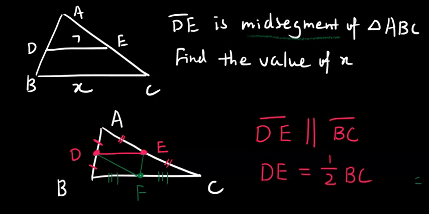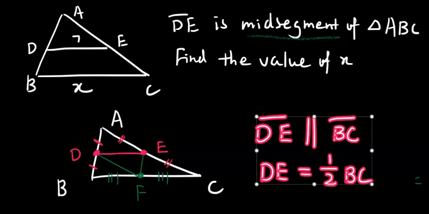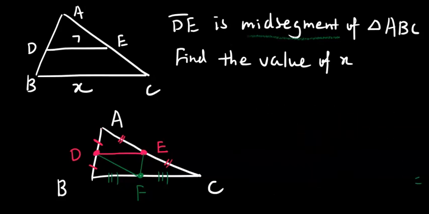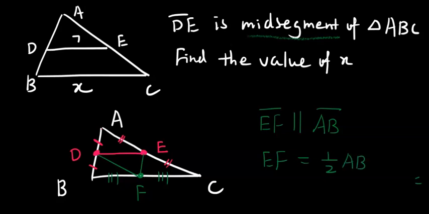Now, let's write another relationship. Remember, one is parallel, one is half, okay? This time, segment EF is parallel to segment AB. Segment EF is half as long as segment AB. Let's write down for DF. DF is parallel to AC, and the segments are parallel to each other, okay? And then lengthwise, DF is half as long as AC.